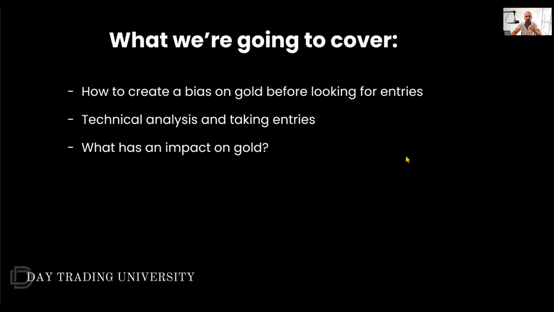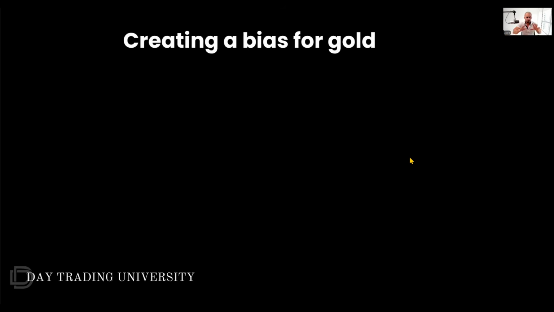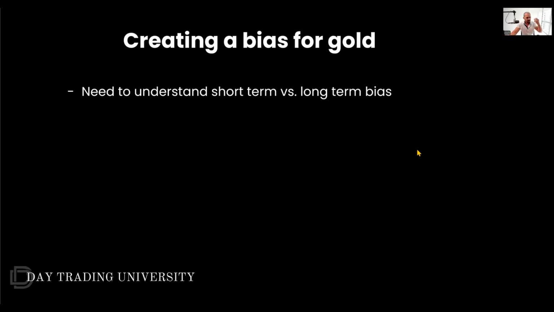I'm going to talk about 7 or 8 different things that impact gold, and I'm going to show you real-world examples of each of those. Okay, so with that being said, let's get right into creating a bias for gold. Before getting into the technical analysis part, you need to understand, like I hinted before, we have short-term versus a long-term bias.